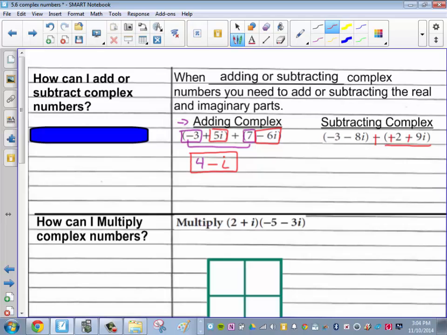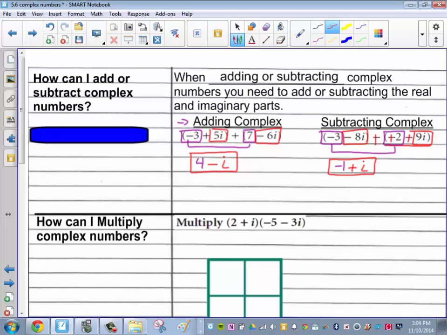Now that we're adding, we can do the same thing as we did in the last one. We can combine the real parts. So here I'm going to combine the -3 and the +2. So -3 and +2 would be -1. And then I'm going to combine the imaginary parts. So I'm going to combine the -8 plus the +9. -8 and +9 make an i, or 1i. So my solution to this, or my complex solution, is -1 plus i.